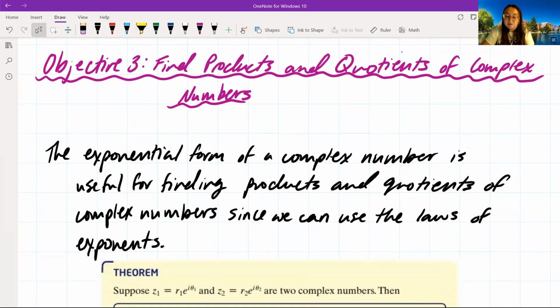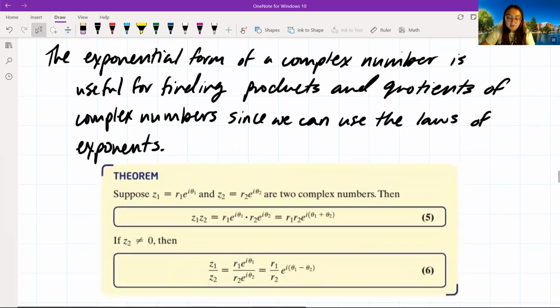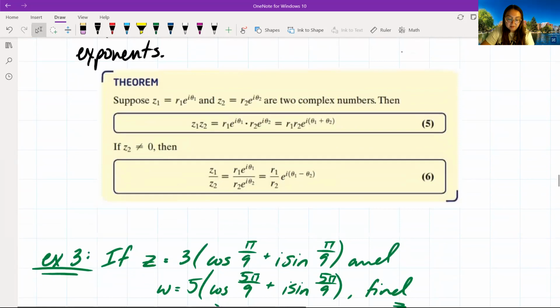So, all right, objective 3, we want to find products and quotients of complex numbers. The exponential form of a complex number is useful for finding products and quotients of complex numbers since we can use the laws of exponents. So our theorems here state that suppose z sub 1 is equal to r sub 1 times e to the power of i times theta sub 1, and z sub 2 is equal to r sub 2 times e to the power of i times theta 2 are two complex numbers.